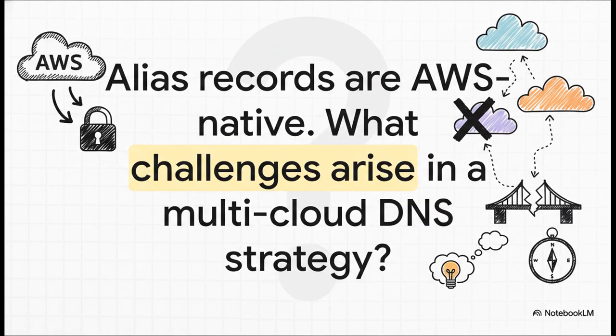And that's your deep dive into Route 53 alias records. So a final thought to leave you with is this. Alias records are an incredibly powerful AWS native feature. But what architectural challenges pop up when you need a multi-cloud strategy? How do you deal with the fact that this amazing tool is locked into the AWS ecosystem? That's a real-world problem every solutions architect needs to consider.